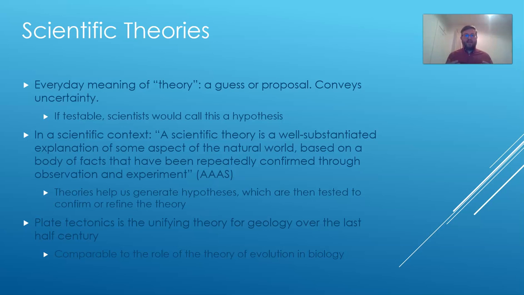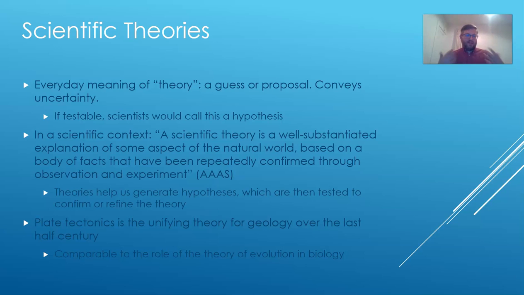So a theory is an explanatory framework to talk about the world. It tells you why things are happening the way they are. That's the important thing about a theory, it tells you why. It gives you the reasons for how things are in the world. And a scientific theory is based on, as they say, a body of facts. So it's something that's well supported, that we have lots of evidence behind.